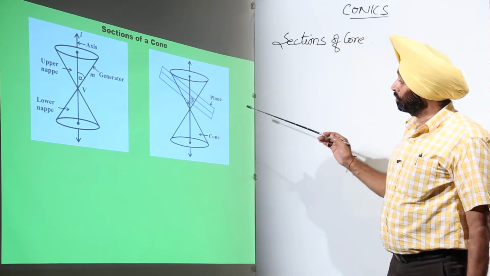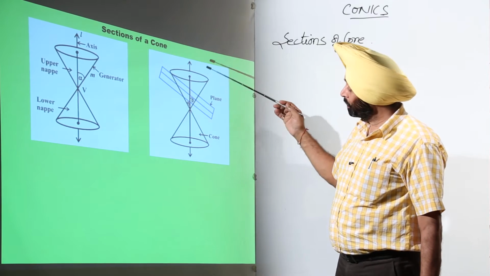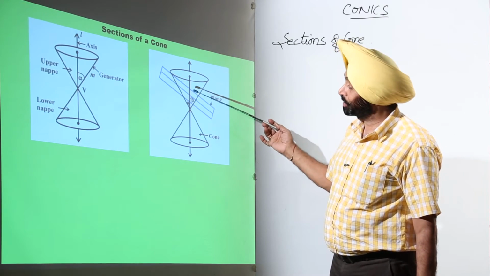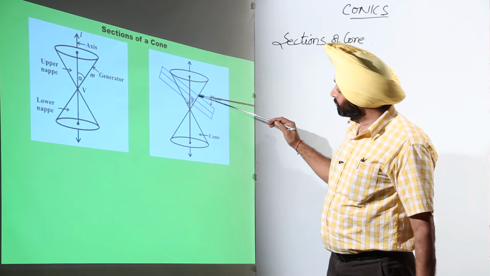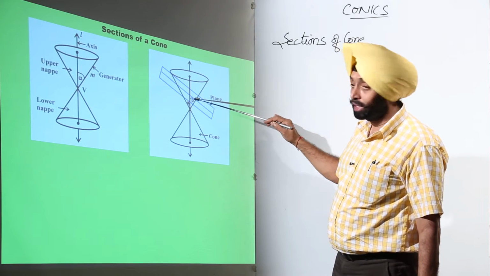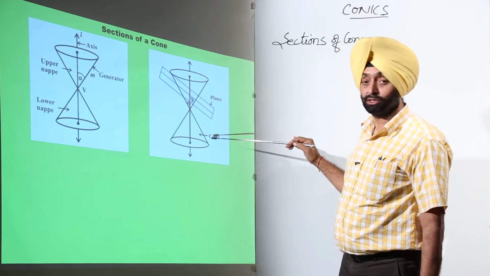Now here this is a plane. One angle is alpha, between the axis and the generator. And then one angle is beta. Beta is between the axis and the plane. Okay. And now this is the plane and this is the cone itself.